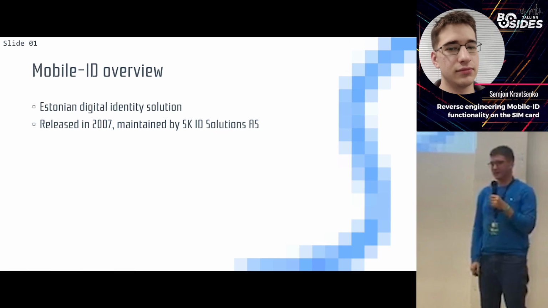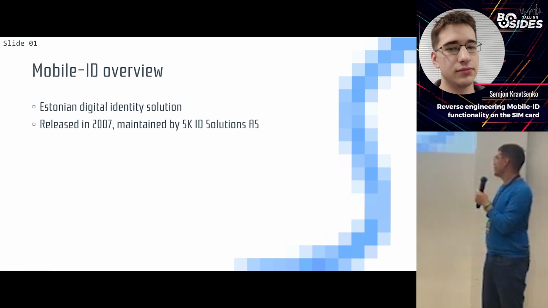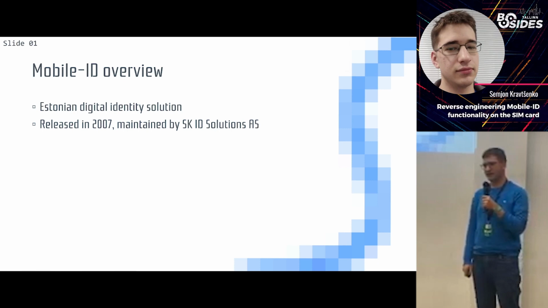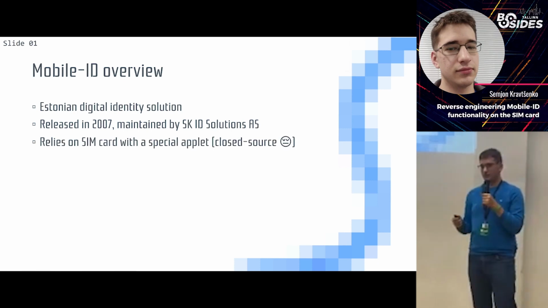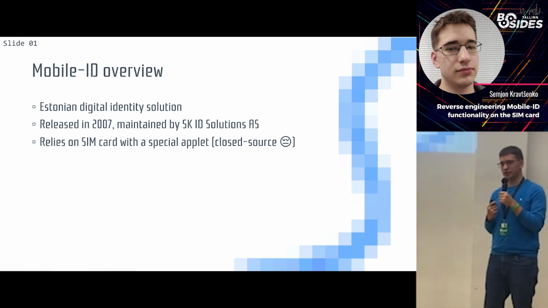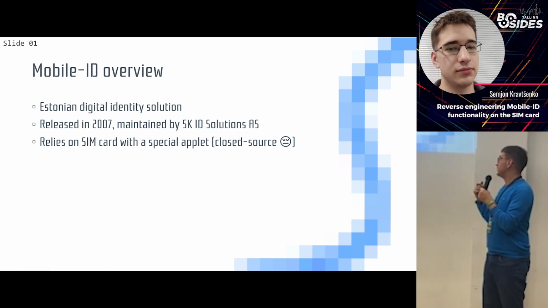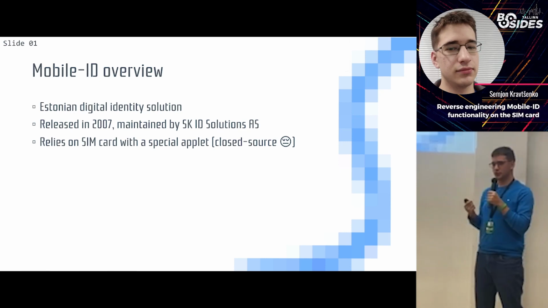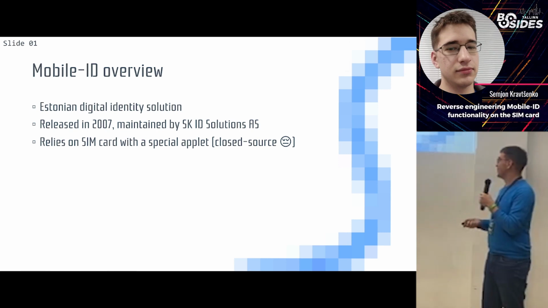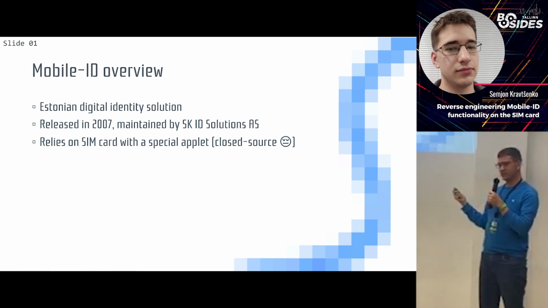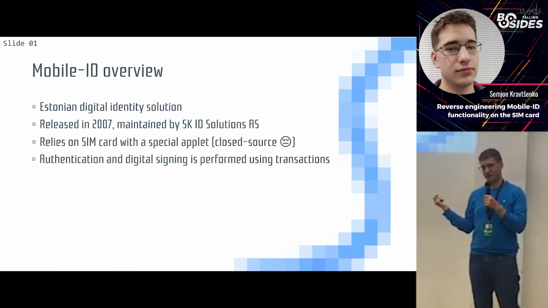And to be honest, that's a kind of old solution. It was released way back in 2007, and it's maintained by SK ID Solutions. Now, for using mobile ID, you need a SIM card, and it should have a special application installed on it. And this special mobile ID application, sadly, is closed source. SK would not give it to us, sadly, so we cannot really see what's inside. Now, when you take this SIM card and put it into your phone, you are ready to use mobile ID to authenticate and sign files.